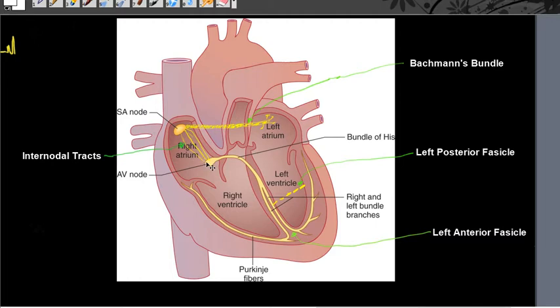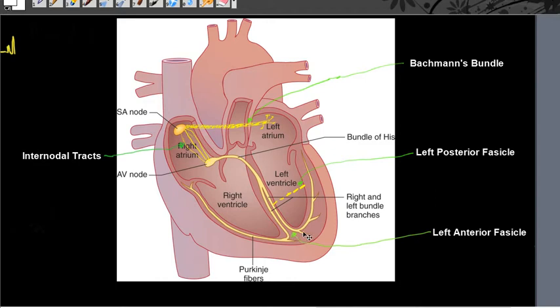And that signal is transmitted to the atrioventricular node via these internodal tracts, and this signal is not transmitted on until the blood collects in the ventricles. And during ventricular systole, so that's when the ventricles contract, this signal is transmitted through the bundle of His, which divides into left and right bundles. This is the left bundle, this is the right bundle. And remember, the left bundle in turn has a posterior fascicle and an anterior fascicle.